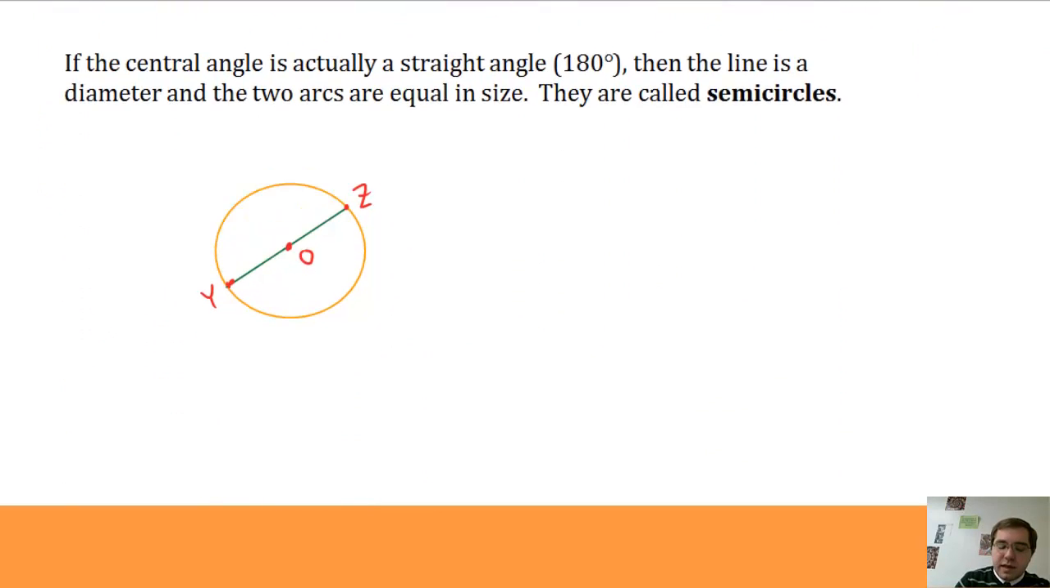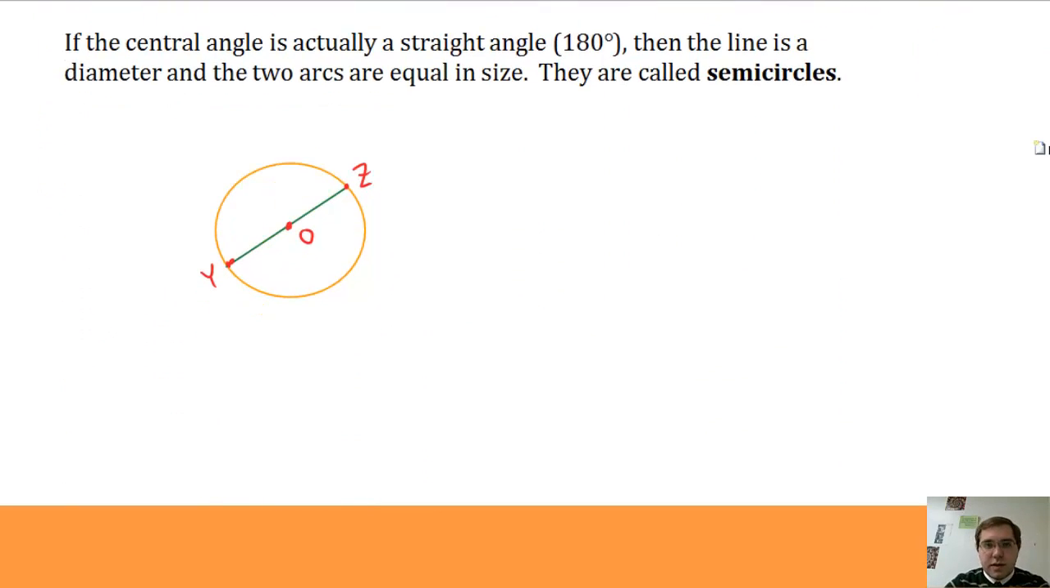If the central angle is actually a straight angle, so it's 180 degrees, then the line, since it goes through the center, must be a diameter of the circle. And the two arcs, the major arc and the minor arc, are actually equal in size. Not one is smaller than the other or bigger than the other. They're the same size. They're each half of the circle. And those are called semicircles.